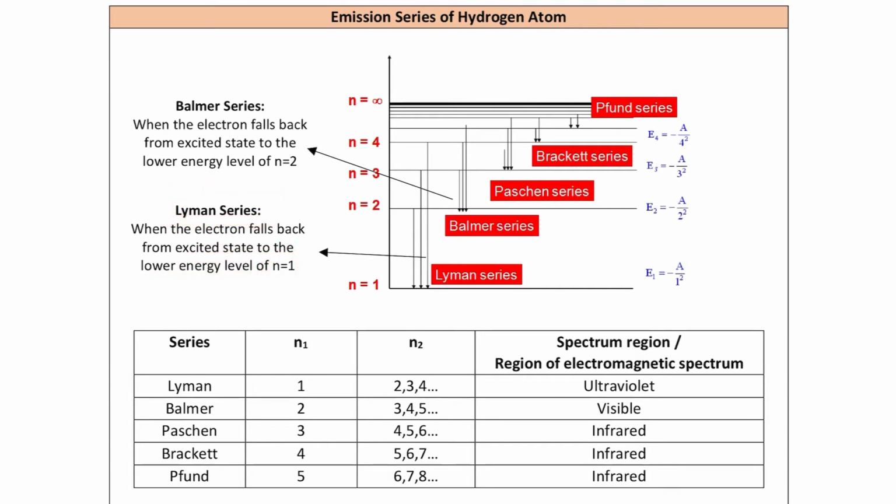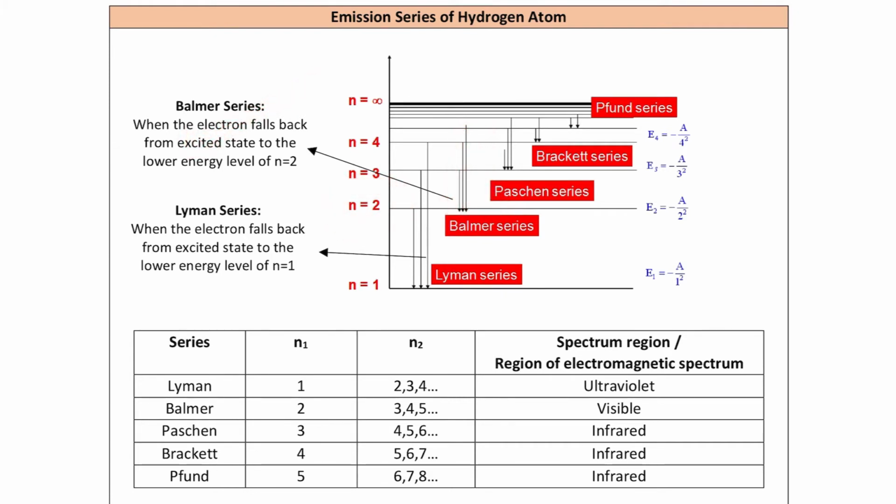Okay, that means the series depends on where the electron falls to, not where it comes from, tak kisah. Okay, alright, so next kita tengok yang up sikit, Balmer. So Balmer, tak kisahlah elektron tu dari mana, as long as the electron falls to n equal to 2, that means itu adalah Balmer series.